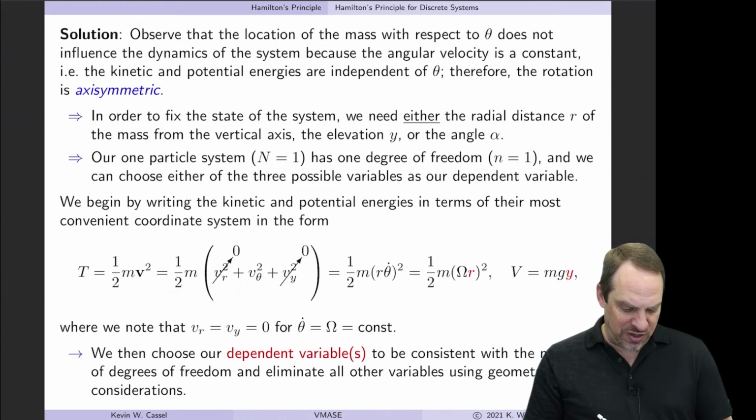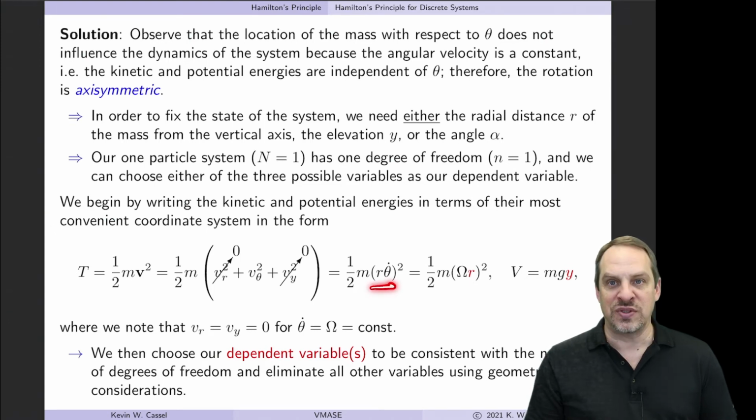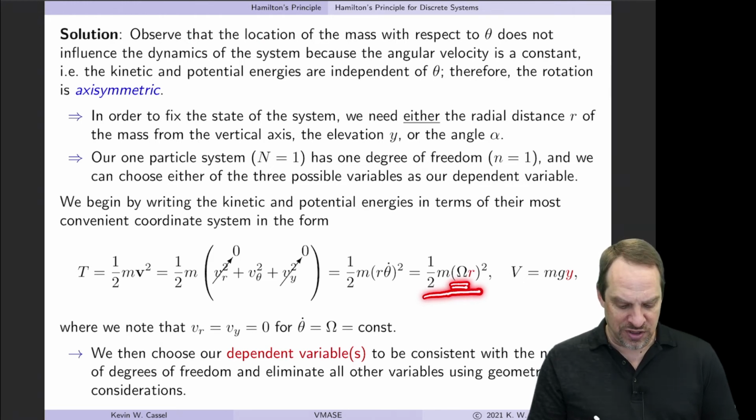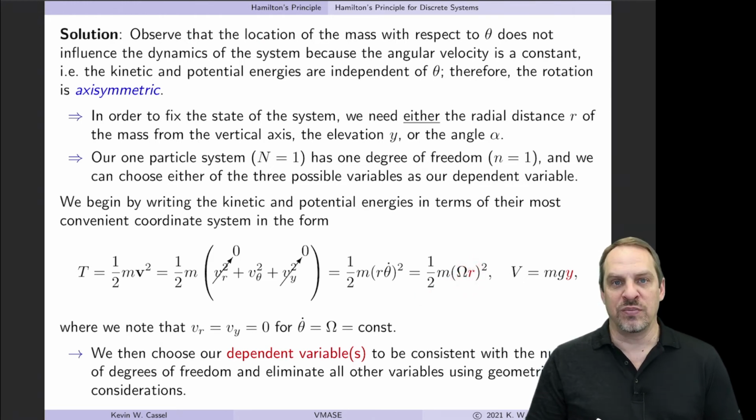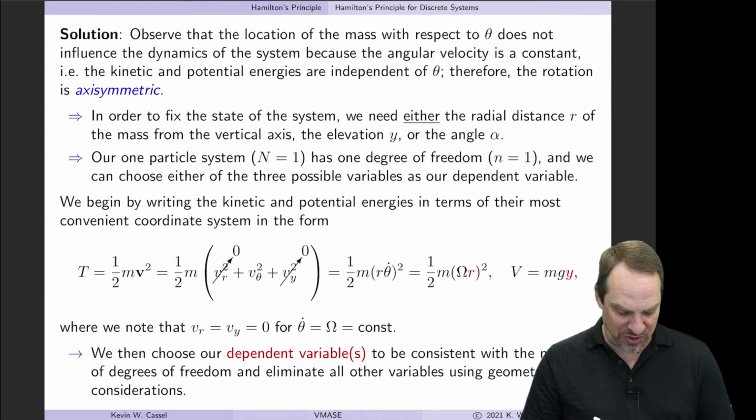V theta squared, well, that's just r times theta dot, the radial distance times the angular velocity theta dot, and theta dot is capital omega. So it's 1/2 times m times the square of omega times r. Now I've highlighted the r in red here for reasons you'll see in a moment.